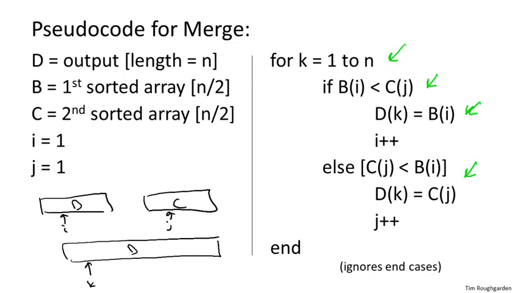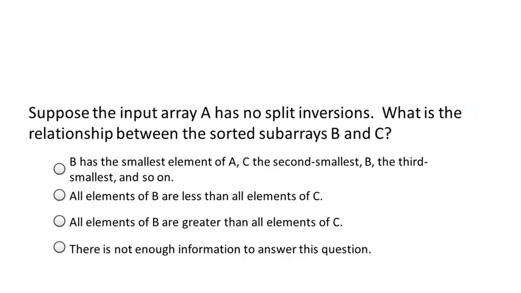Now, to get some feel for what on earth any of this has to do with the split inversions of an array, I want you to think about an input array A that has the following property. That has the property that there are no split inversions whatsoever. So every inversion in this input array A is going to be either a left inversion, so both indices are at most n over 2, or a right inversion, so both indices are strictly greater than n over 2. Now the question is, given such an array A, once you're merging at this step, what do the sorted subarrays B and C look like for an input array A that has no split inversions?